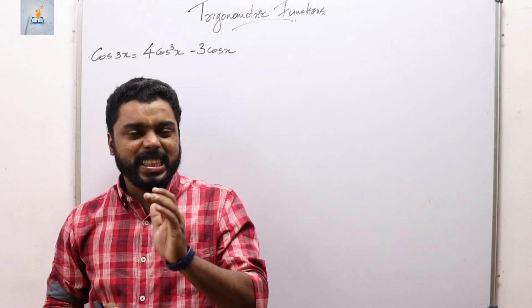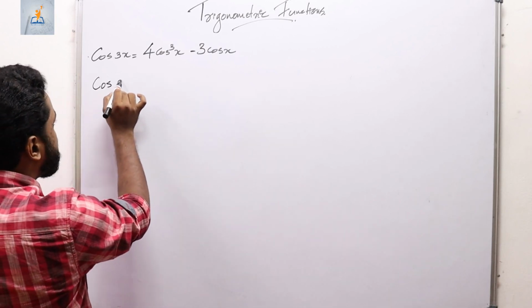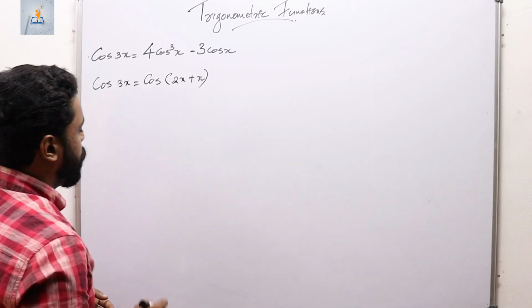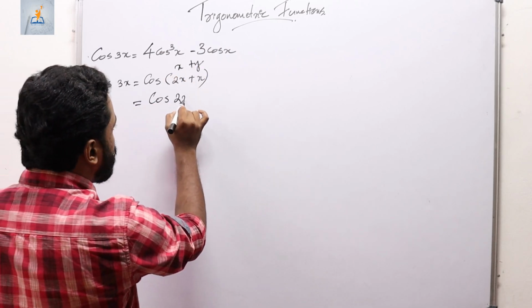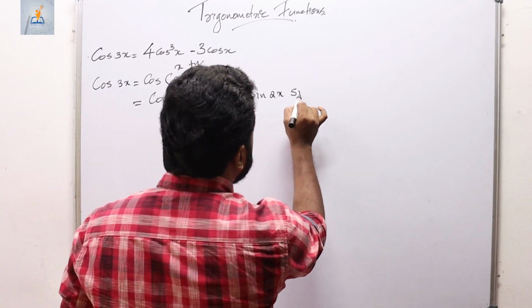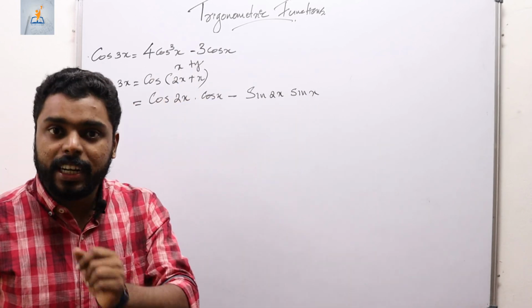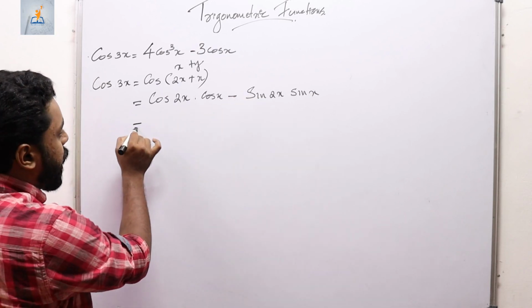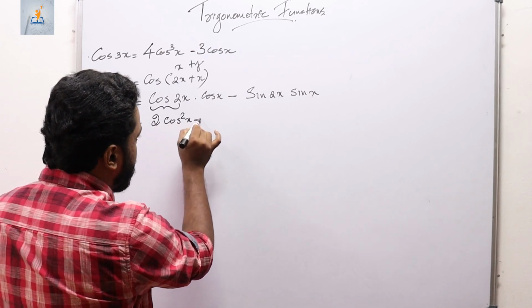Now we shall derive the expression for cos 3x. As we know, we can convert cos 3x into cos 2x plus x as we have done before. Again, it is of the form cos x plus y, isn't it? It is equal to cos 2x cos x minus sin 2x sin x, because cos x plus y is nothing but cos x cos y minus sin x sin y. We have derived this in the previous sessions. So we have this. Then again cos 2x is equal to 2 cos square x minus 1, isn't it?